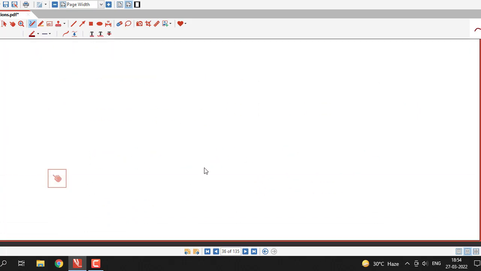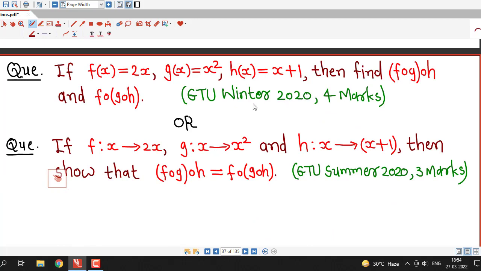We consider another question which was asked in the GTU Winter 2020 exam as well as the GTU Summer 2020 exam. The same question was asked in both the exams. The representation is different. We can see here f(x) is given by 2x, g(x) equal to x square, h(x) equal to x plus 1. We are given three functions from set of real numbers to set of real numbers, and we have to find f composite g composite h and f composite g composite h.